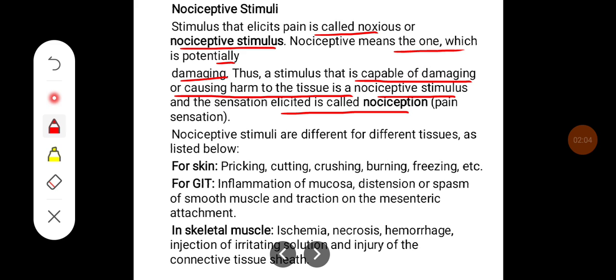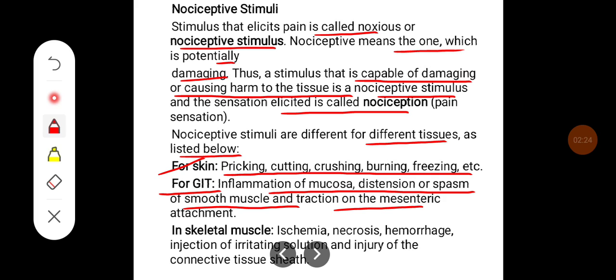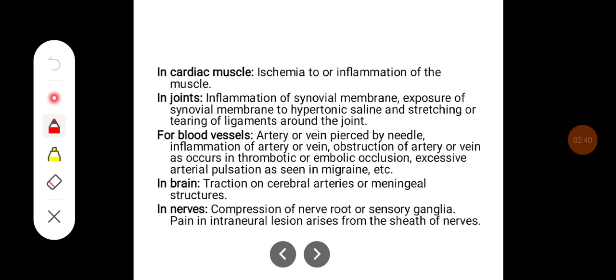Nociceptive stimuli are different for different tissues, such as listed below. For the skin, pricking, cutting, crushing, burning and freezing, whereas for the GIT, inflammation of the mucosa, distension or spasm of the smooth muscle and traction of the mesenteric attachment can cause pain. In skeletal muscle, ischemia, necrosis, hemorrhage, injection of irritant solutions and injury of the connective tissue sheath can cause pain sensation. In cardiac muscle, ischemia or inflammation of the muscle can lead to pain.